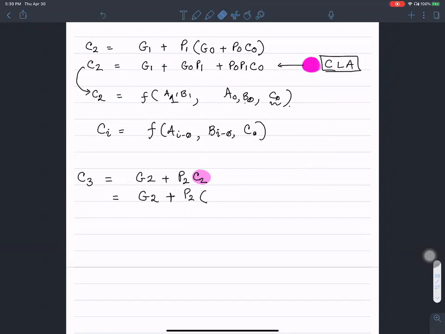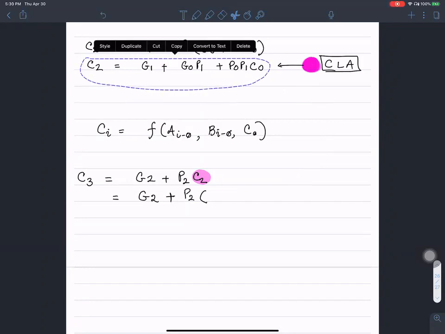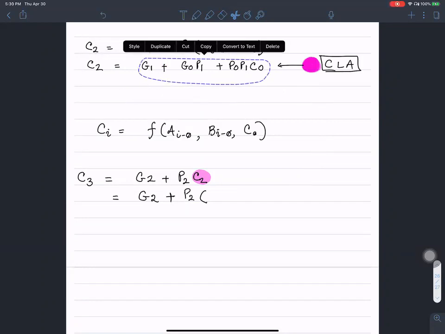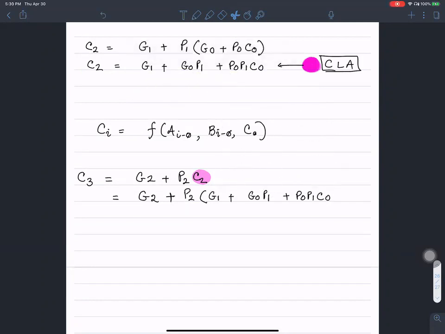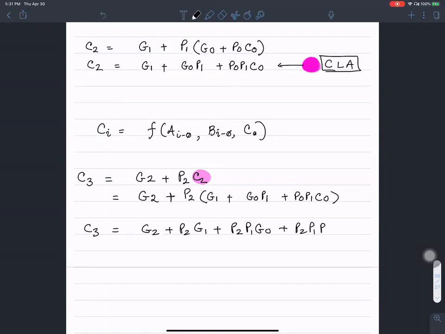Okay, carry look ahead adder. So I'm going to copy this equation here and paste it as is. Okay. So I can expand this out to look like C3 is a function of G2 plus P2 times G1 plus P2 P1 times G0 plus P2 P1 P0 times C0.